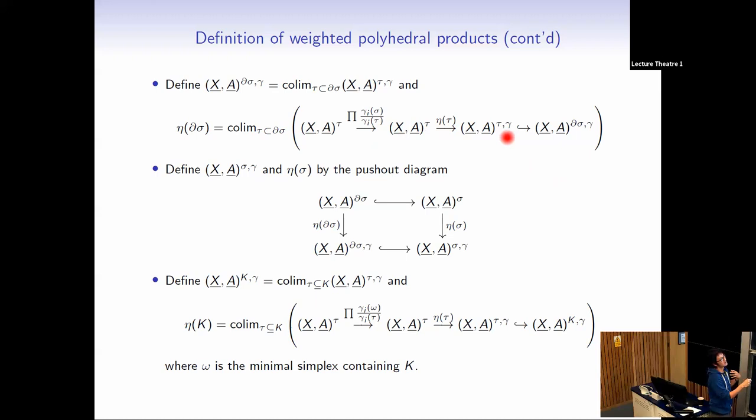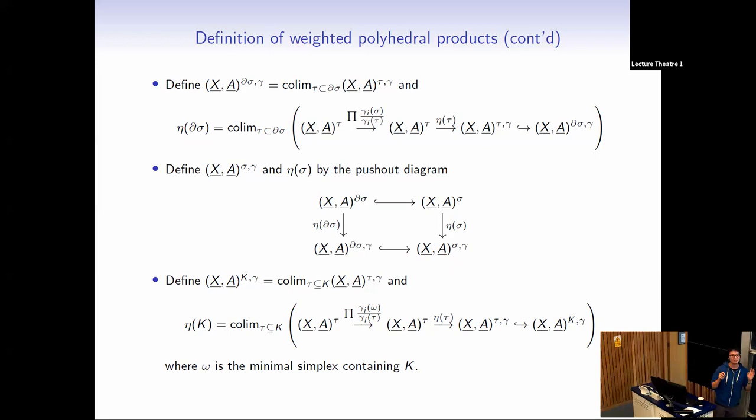And then afterwards, you just define your X_A^τ, γ by this pushout diagram. And then in the end, you just define X_A^K, γ to be the colimit of all these weighted polyhedral products.